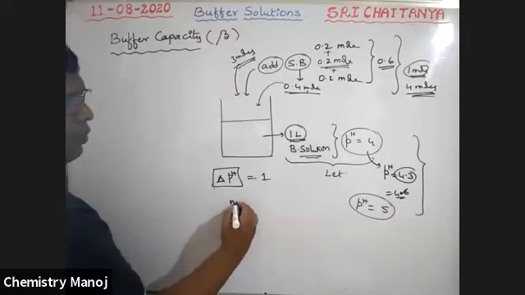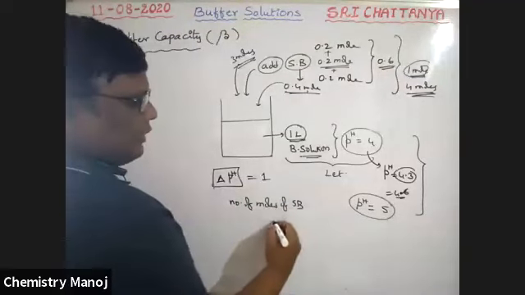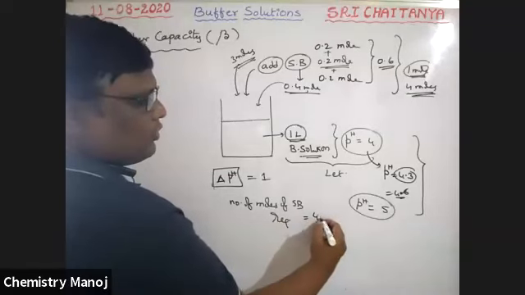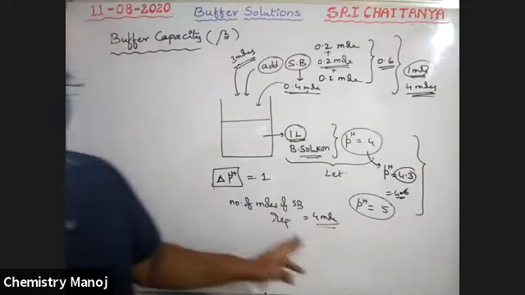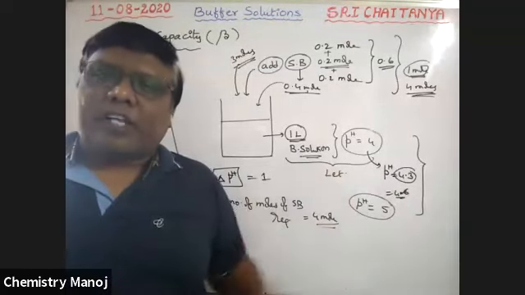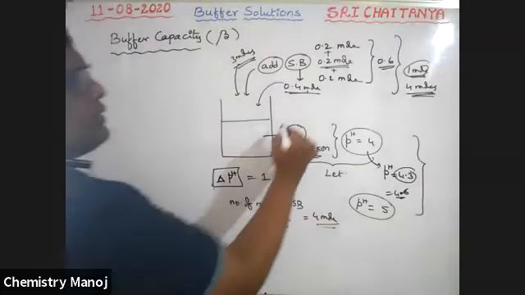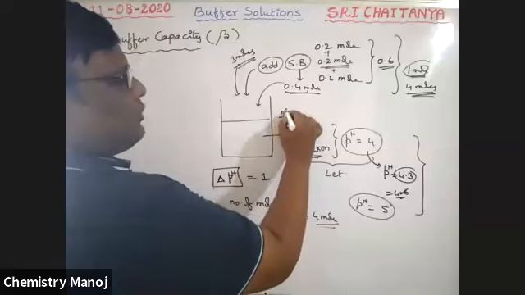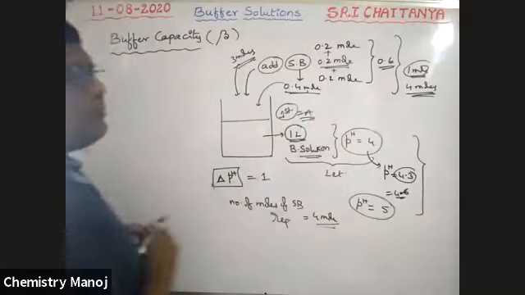Now, the number of moles of strong base required is equal to 4 moles. Am I correct? The number of moles of strong base required to change the pH value by 1 unit for that 1 liter solution is 4 moles. So let us assume this is the first buffer solution. Let it be A solution.